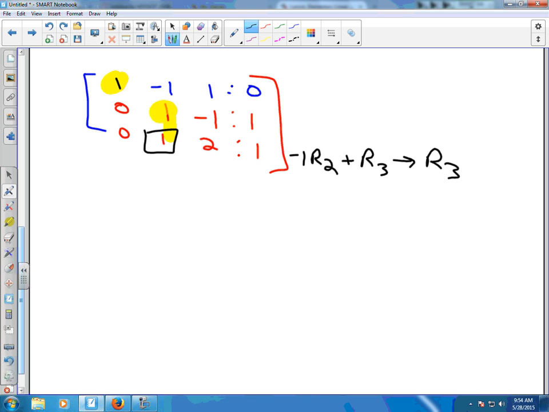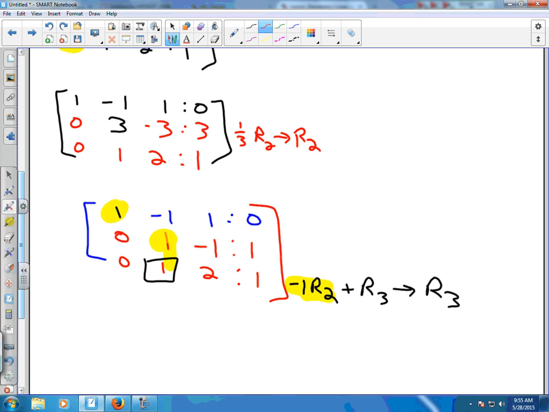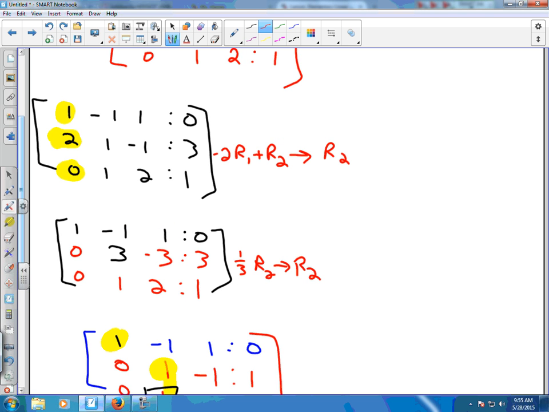Generally speaking, whatever row we're changing, like in this case we're changing row 3, we're not going to multiply that row by anything. Notice we multiplied row 2 by something and then added it to row 3 to get our new row 3. Previously, we were changing row 2, so we didn't multiply row 2 by anything, we multiplied row 1.